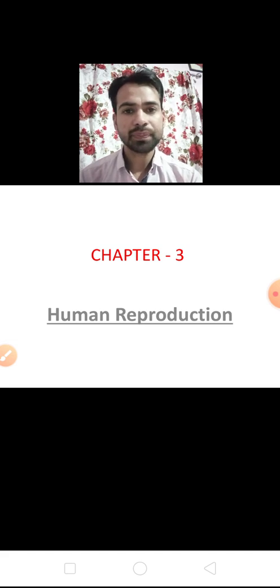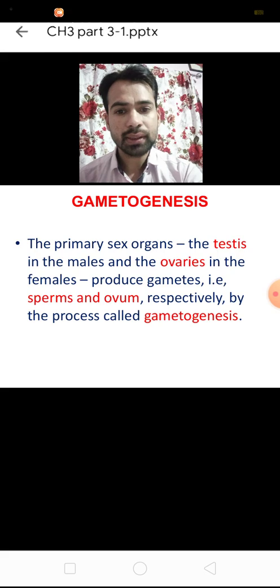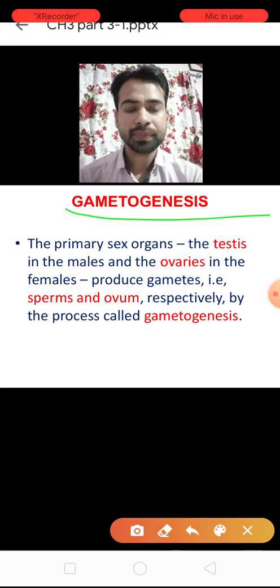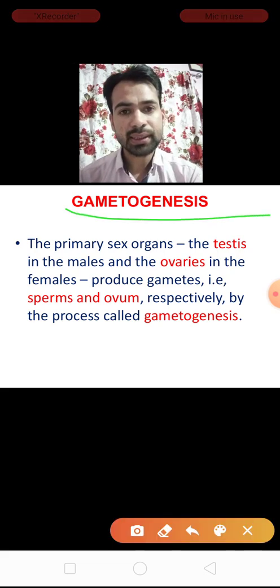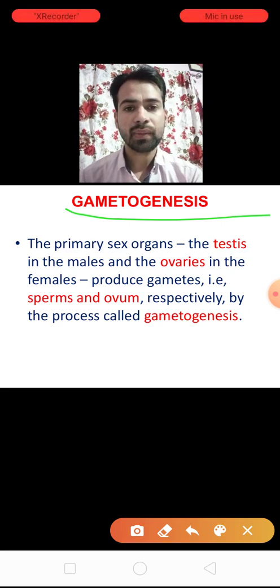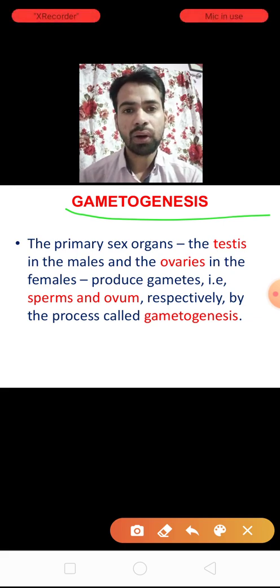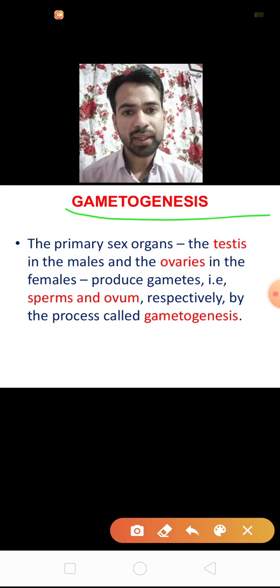Okay, clear? See here, gametogenesis is of two types: spermatogenesis and oogenesis. In spermatogenesis, the male gamete sperms are formed, and in oogenesis, the female haploid gamete egg or ovum is formed. Okay, clear?